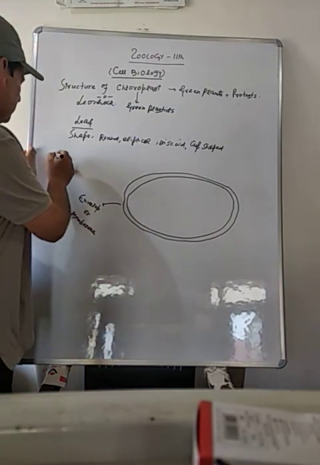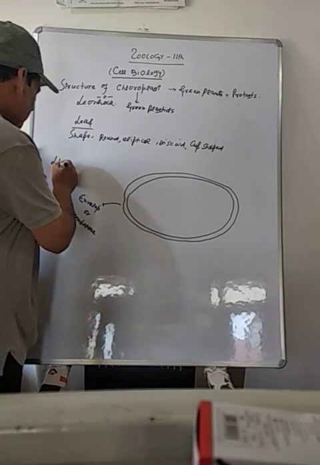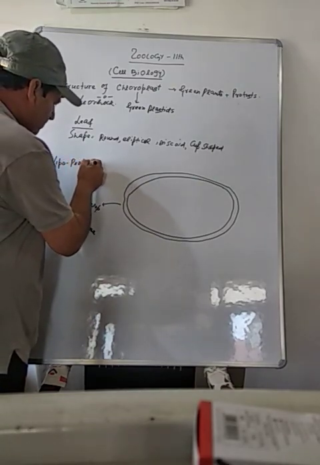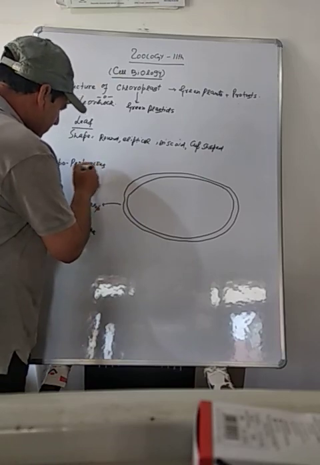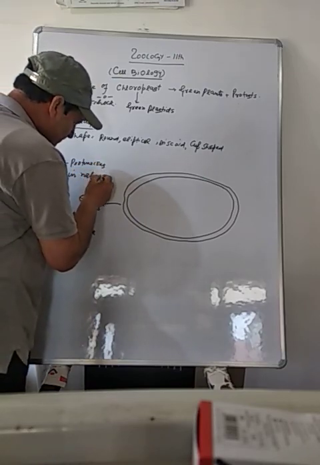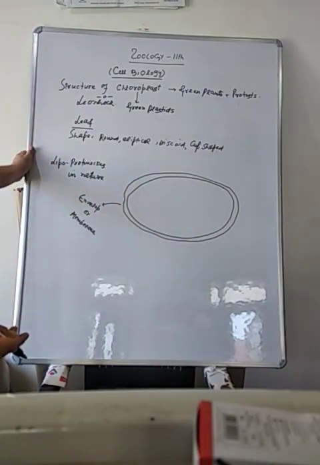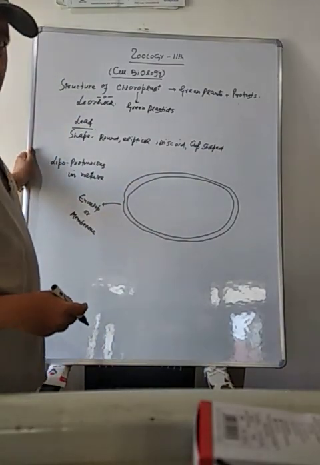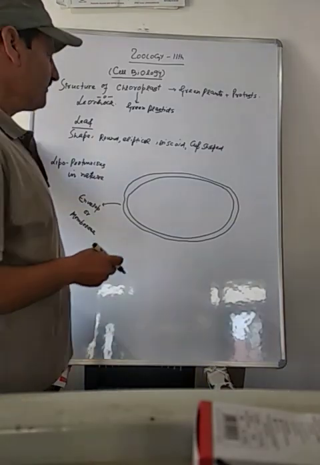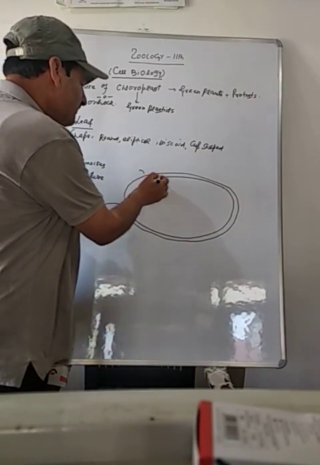Both are made up of lipids and proteins, or we say lipoproteinaceous in nature. That means both have lipids in them, both have proteins in them. But there is one difference between outer and inner. This is the outer membrane and this is the inner membrane.